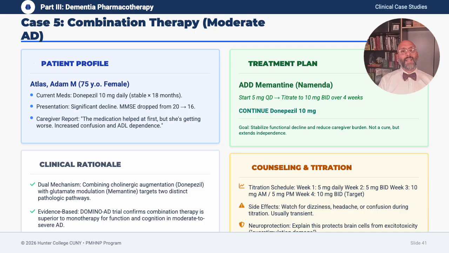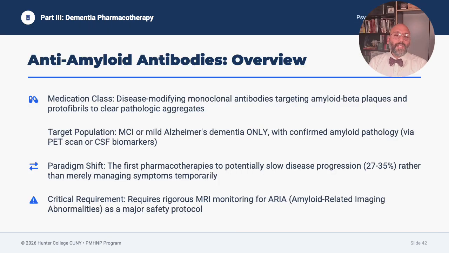So the bottom line is, when moderate Alzheimer's progresses despite optimized cholinesterase inhibition, combo therapy is evidence-based and rational and clinically appropriate, but requires a conversation. So this is the paradigm shift.